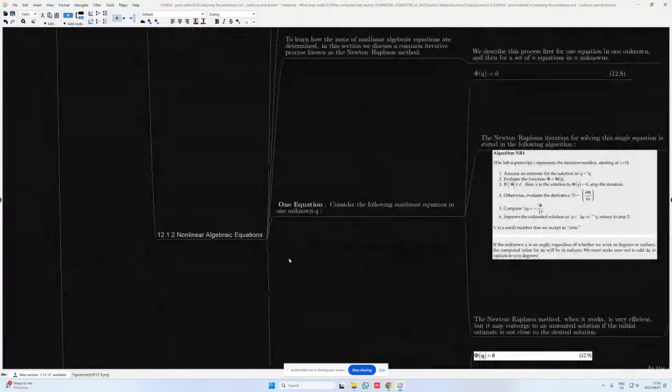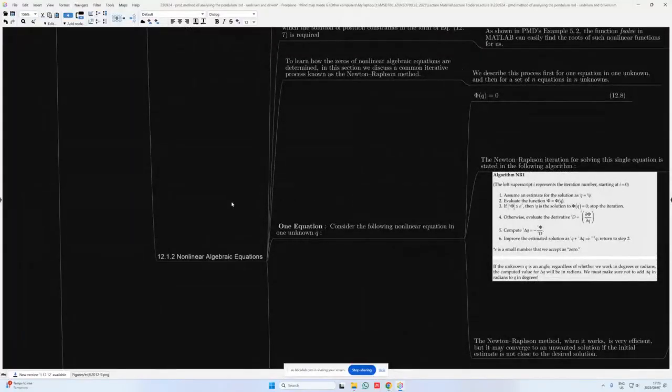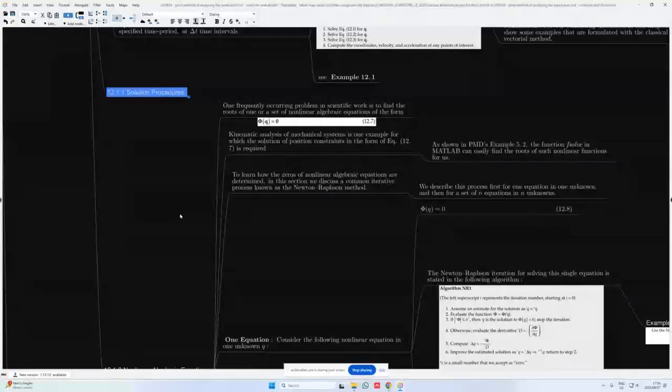So in that case, I'm then going to continue on to nonlinear algebraic equations and the method that's used to solve them. Now, one frequently occurring problem in scientific work is to find the roots of one or a set of nonlinear algebraic equations that have this form over here, phi as a function of q being equal to 0. Kinematic analysis of mechanical systems is one example for which the solution of position constraints in the form of equation 12.7 is required. As shown in the planar multibody dynamics textbook as well, for example 5.2, the function fsolve in MATLAB can easily find the roots of such nonlinear functions for us.